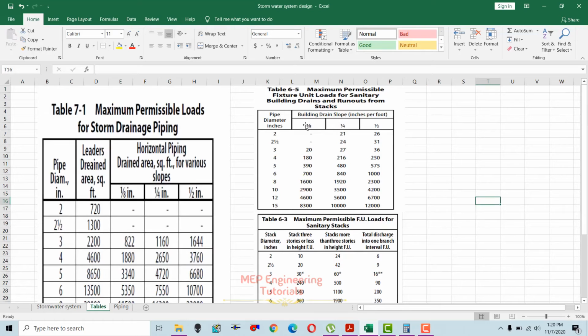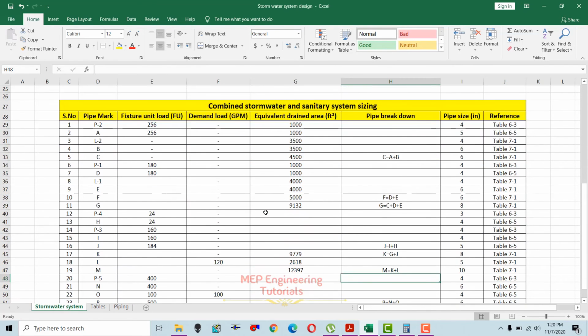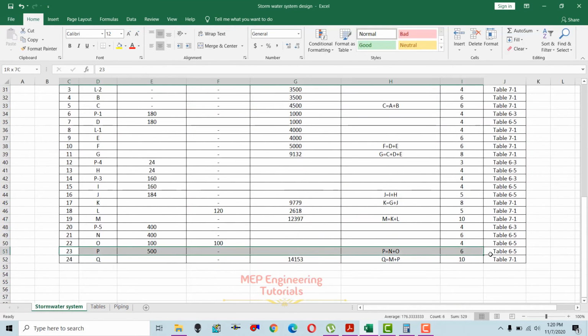So 6-5, 1/8 inch slope per foot, we have to use this one, and we talk about 500 fixture units. So 390 we have, 700 we have. So we'll go for 700 and check the pipe size, because we don't have 500 in here. So we'll use 700. So 700 pipe size is 6 inches. So you can see in here for P section pipe size is 6 inches.